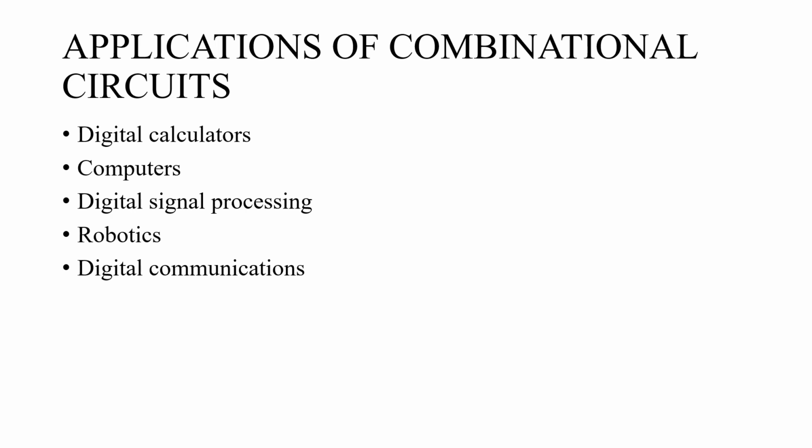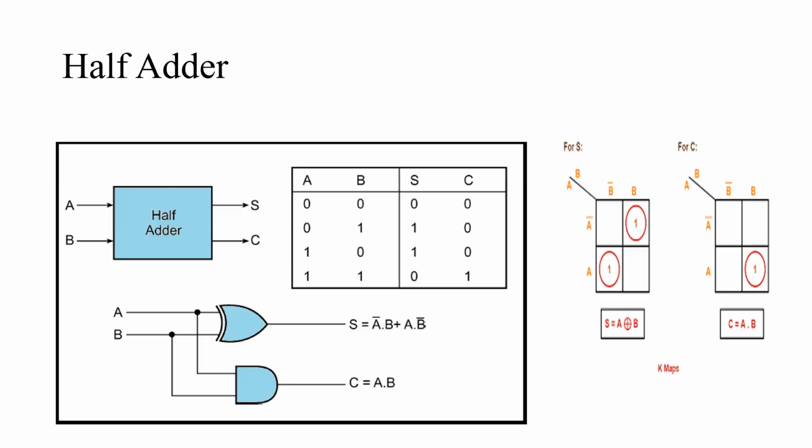So the applications of combinational circuits are digital calculators, computers, digital signal processing, robotics, and they are also used in digital communication. So we will proceed with the first combinational logic circuit of our syllabus, that is the half adder.